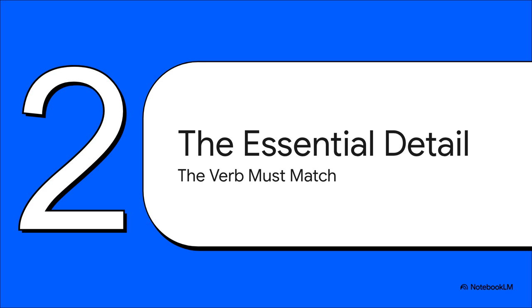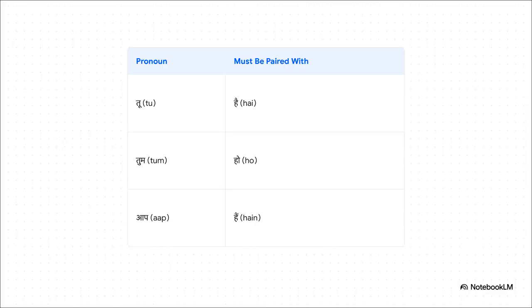Okay, so you've picked your pronoun. You're feeling good. But hang on, there's another really important detail you can't forget. In Hindi, it's not enough to just pick the right you. The verb in your sentence also has to change to match it. And this isn't just a suggestion, it's a non-negotiable rule of Hindi grammar. Tu always has to be paired with the verb form hai. Tum always goes with ho. And aap always gets paired with hain. Getting these pairings right is every bit as important as choosing the right pronoun to begin with.